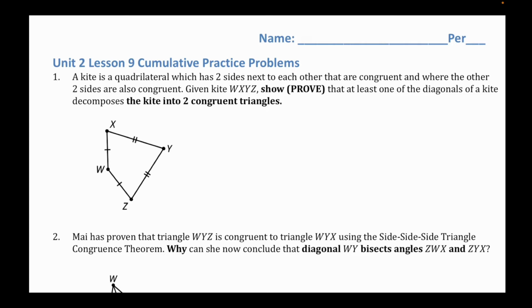So given kite WXYZ, they're giving us this one right here down below. They want us to show, aka prove, that at least one of the diagonals of the kite decomposes it into two congruent triangles. And decompose normally means to break down, if we're talking about biological material. Same thing here, it's going to break this down into two separate triangles.